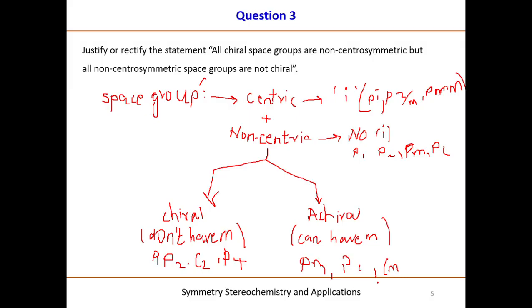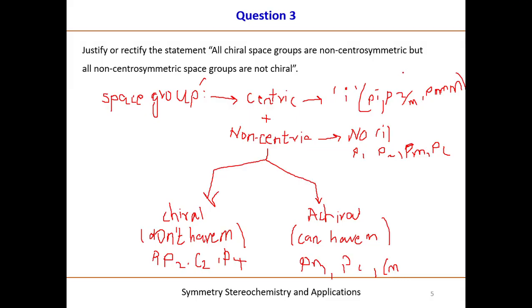So the question was that all chiral space groups are non-centrosymmetric, but all non-centrosymmetric space groups are not chiral. For the first sentence, all chiral space groups are non-centrosymmetric. You can see the chiral point groups come under the subgroup of non-centrosymmetric molecules. A chiral molecule will always come under non-centrosymmetric because it doesn't have a center of inversion.